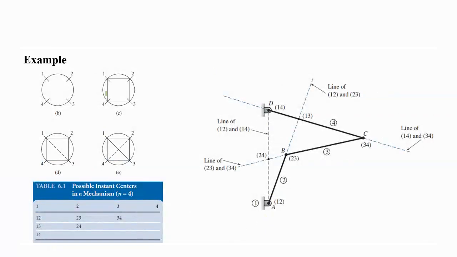So then let's find it. Here you see our mechanism, and we draw our circle where we indicate 1, 2, 3, 4, which are showing the links, and we connect them like this.